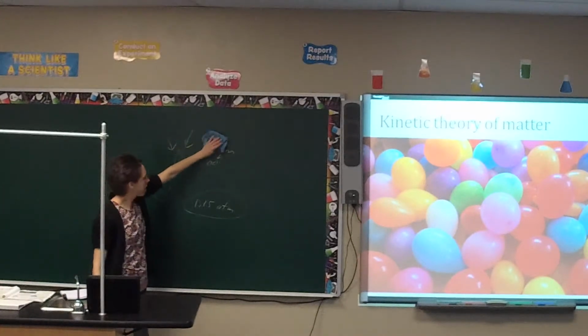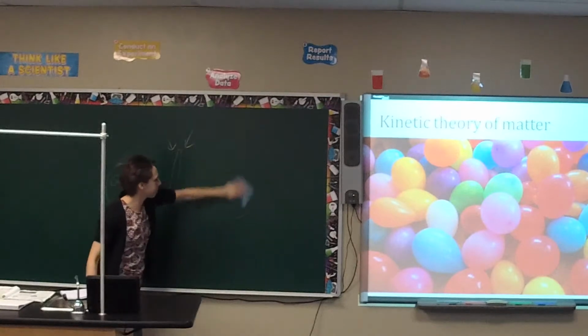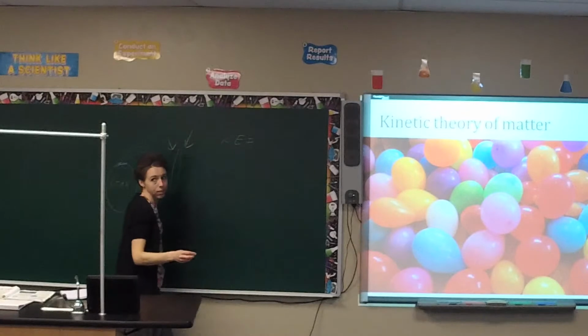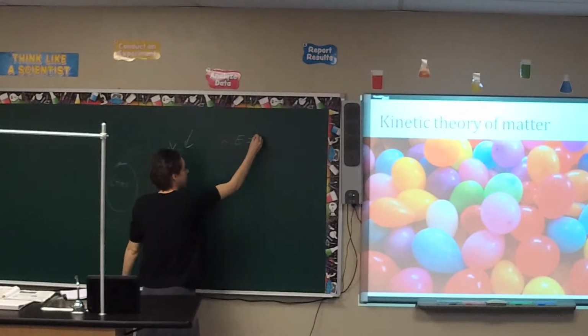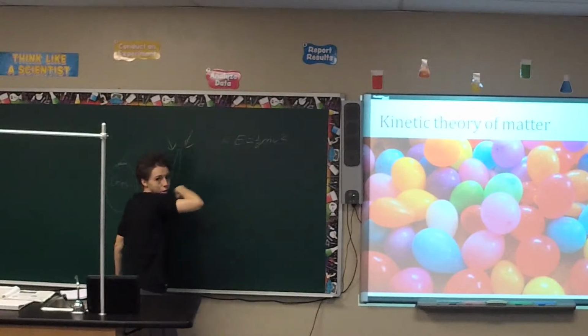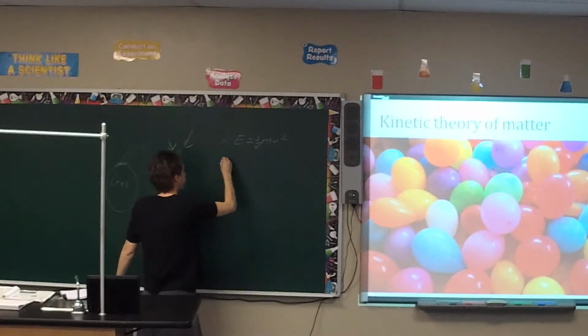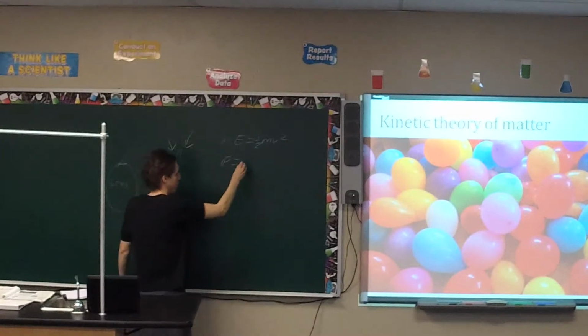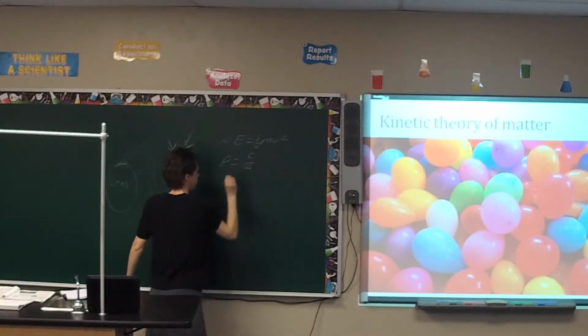I'm going to go ahead and erase this. I'm going to need my board. So kinetic energy, KE equals 1/2 mass times velocity squared. So make a note, that's the equation. What's the equation to find pressure? So P equals force over area. Good job.